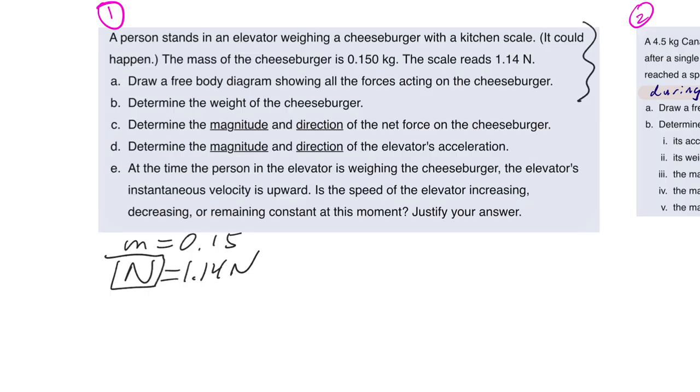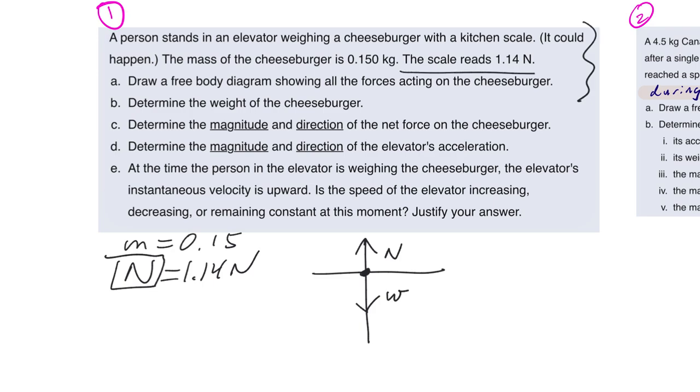Draw a free body diagram showing all the forces acting on the cheeseburger. Okay. Cheeseburger is my little dot, the center of mass of the cheeseburger. I got the normal force pointing up, and I got the weight pointing down. Okay, so I don't know if the elevator's accelerating or if it's at rest. Oh, yes, I do. You can figure it out.